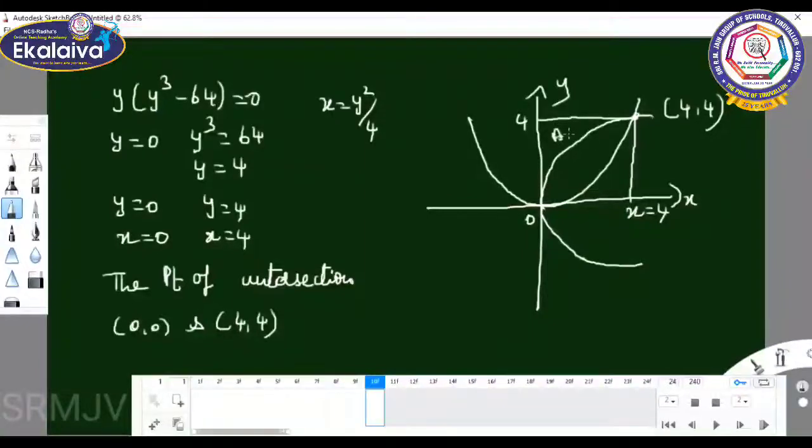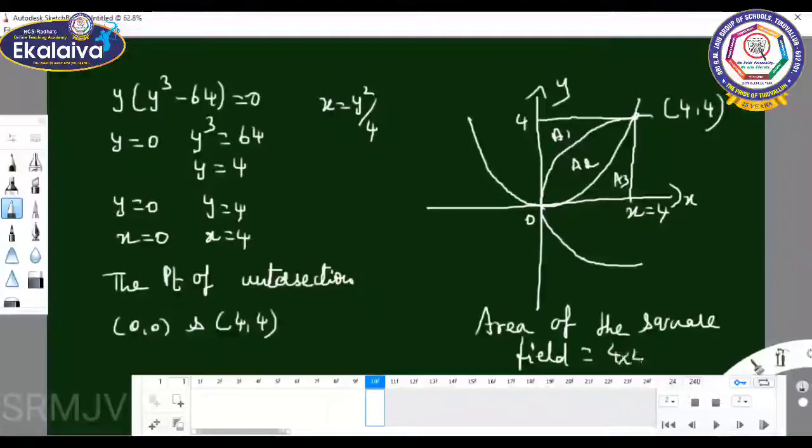This is area 1, area 2, and this one is area 3. The area of the total square field, because it is 4 comma 4, equals side into side, that is 4 into 4, 16 square units. Then we should find out the areas A1, A2, and A3.